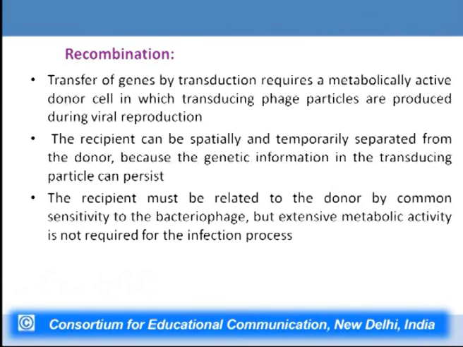One important requirement is that the bacteriophage which is infecting a given donor species should also be able to infect the other species to which it will be transferring the genetic material. If the bacteriophage is not able to infect the recipient organism, then it won't be able to transfer the genetic information in the form of DNA. So it is very important that this particular bacteriophage can infect both the recipient as well as the donor organism.